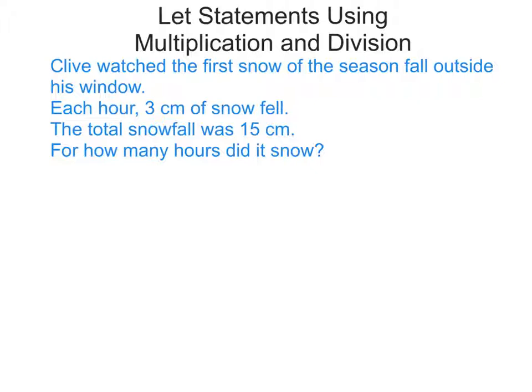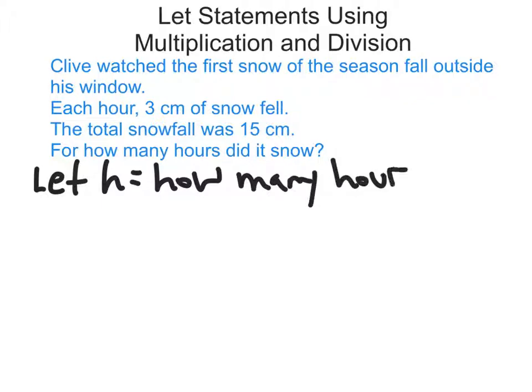So I'm going to pick a variable, h, for hours, and write my let statement. Let h equal how many hours it snowed. I know that's a little messy, but you know what it says. Let h equal how many hours it snowed. Alright, now that I have my let statement, I can write my equations. And I can always write 4 of them, right? Fact families. So the total snowfall was 15 centimeters, and for every hour, there were 3 centimeters of snowfall each hour.